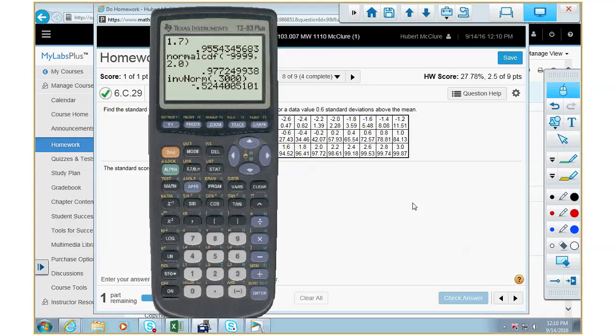Negative 0.52. What do we get for 30%? I think we got right around negative 0.5, didn't we? 40%, second entry. Change that to a 4. 0.25. What was the other one? 92. Pay attention. 92. And 1.4. So you can do it on the calculator too.